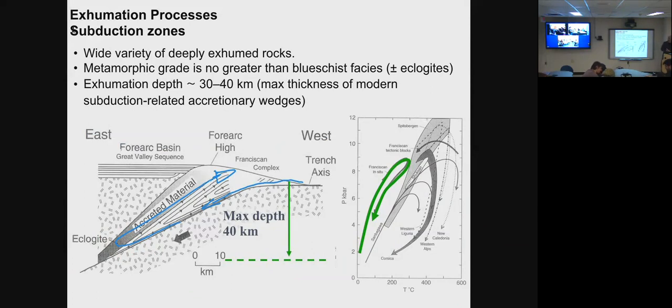The thickness that will be allowed to be exhumed in the system is directly controlled by the geometry of the wedge itself. Okay? So we won't be able to have exhumed rocks that have been deeper than this point right there. Okay? Because that's the end of the wedge itself in the subduction system. Usually in the range of 30 to 40 kilometers depth.